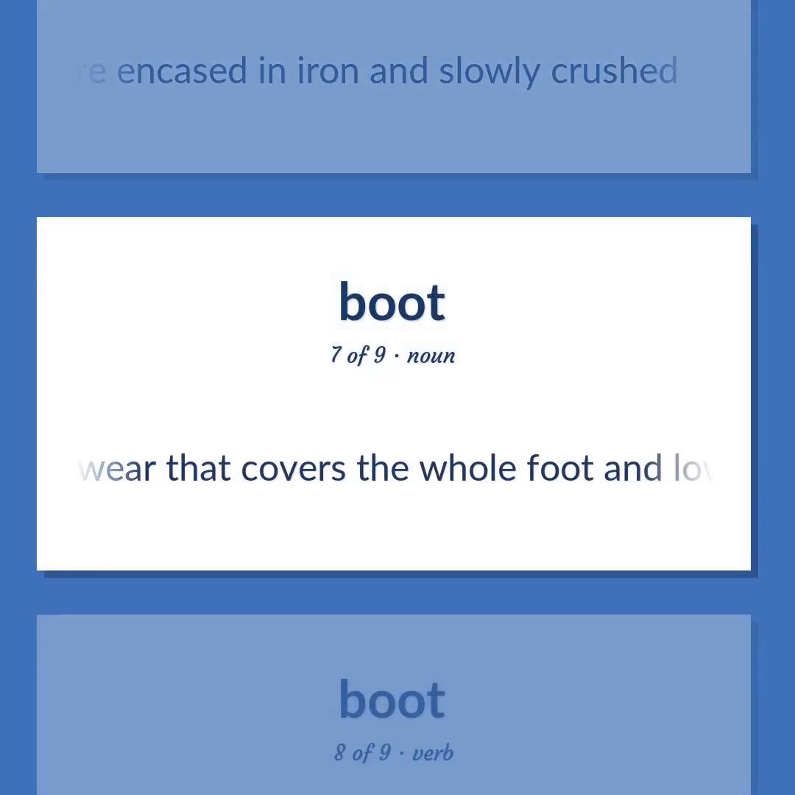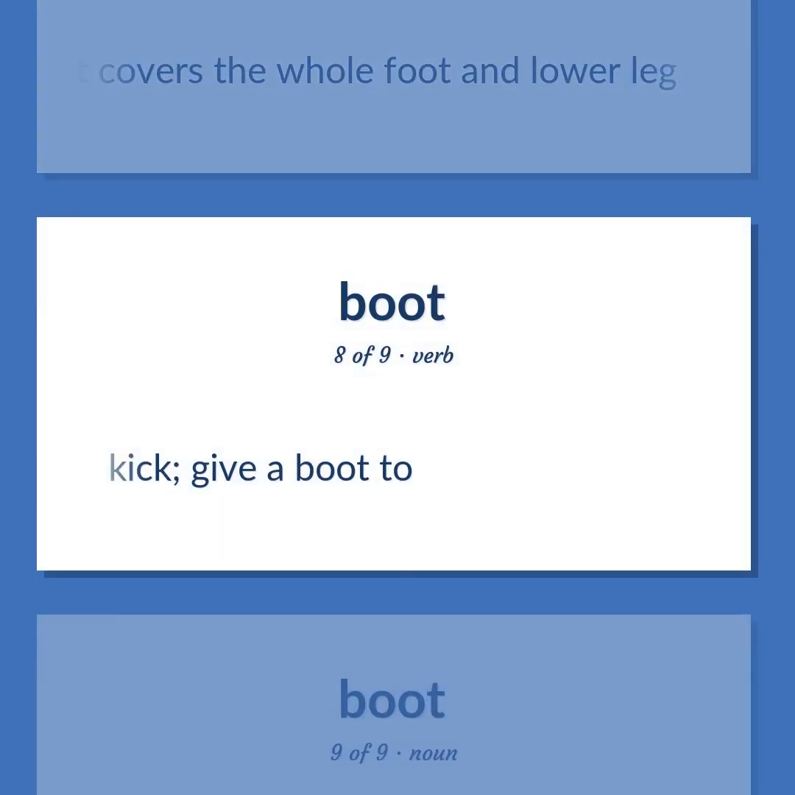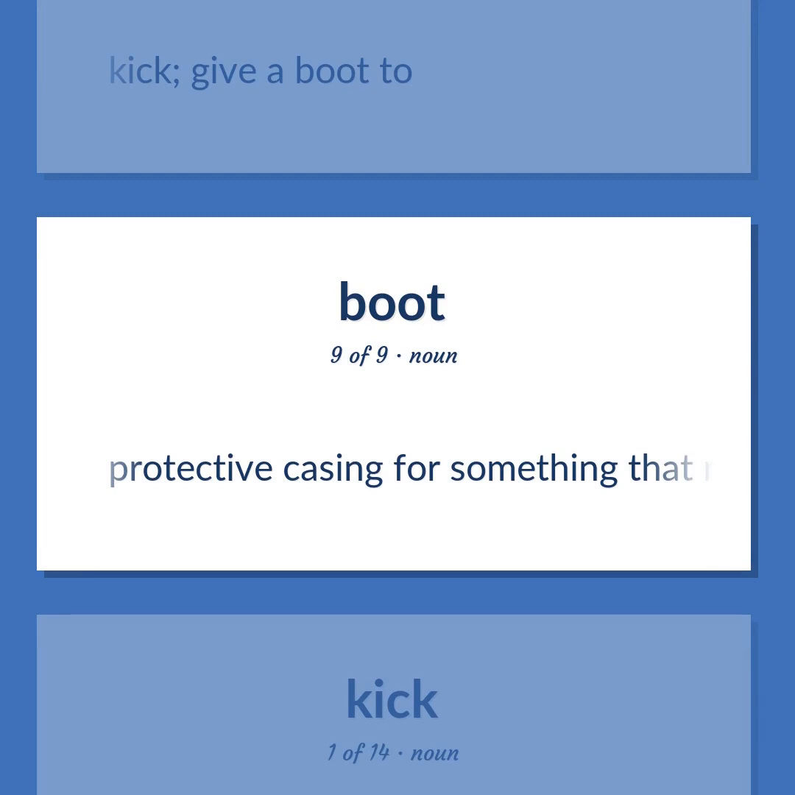Footwear that covers the whole foot and lower leg. Kick. Give a boot to. Protective casing for something that resembles a leg.